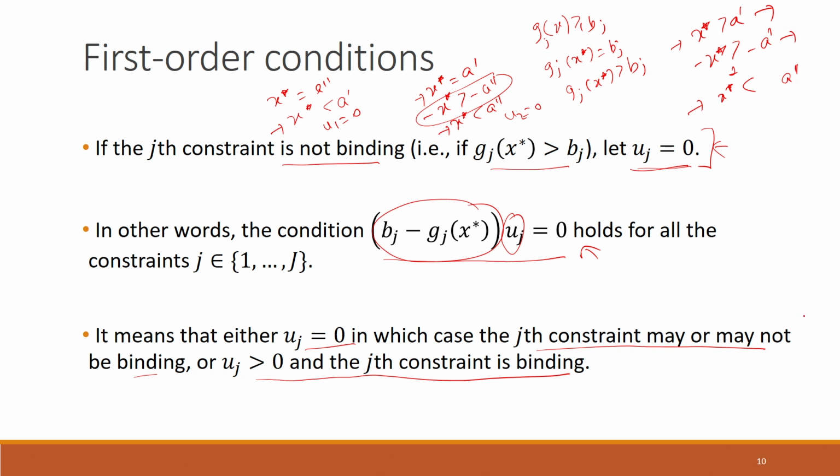Now, you might be thinking, why is this the same as the first one here? See, if the jth constraint is not binding, then uj is equal to 0, which is coming in the first part here. But if the jth constraint is binding, then bj minus gj(x*) will be equal to 0. So whether uj is equal to 0 or greater than 0, both of the conditions are fine. That is why we have this written here.